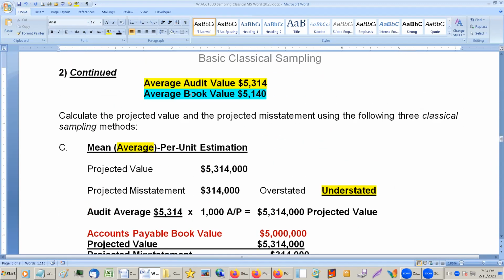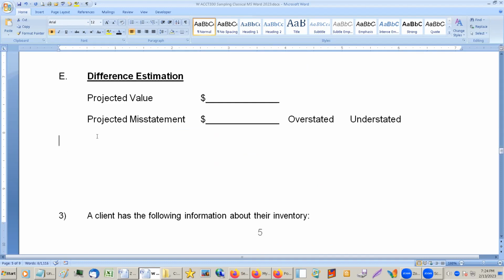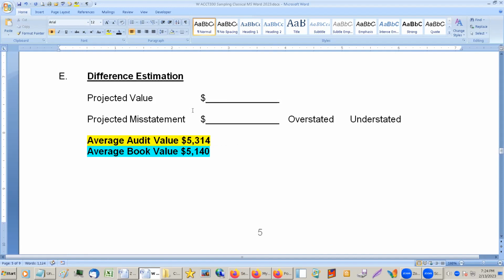The last one is probably the most missed one, and it's probably one of the harder of those, and that is difference estimation. And it's difficult because we get the projected misstatement first. The other ones we get the projected value first. This one we get the projected misstatement first. So we find the difference.